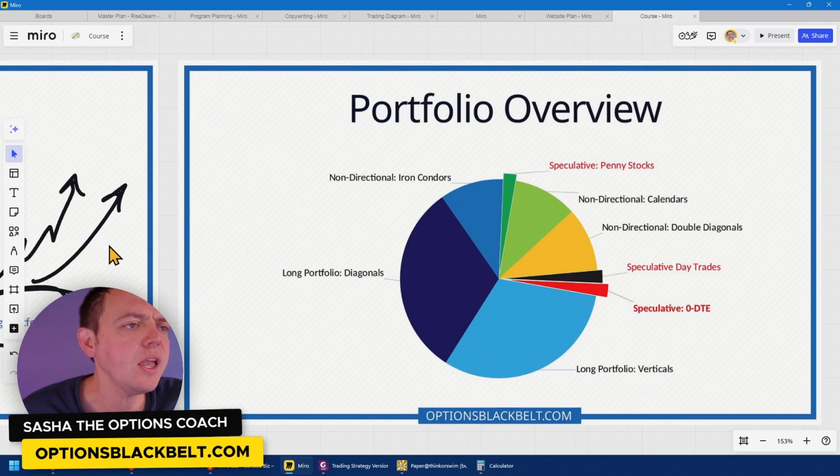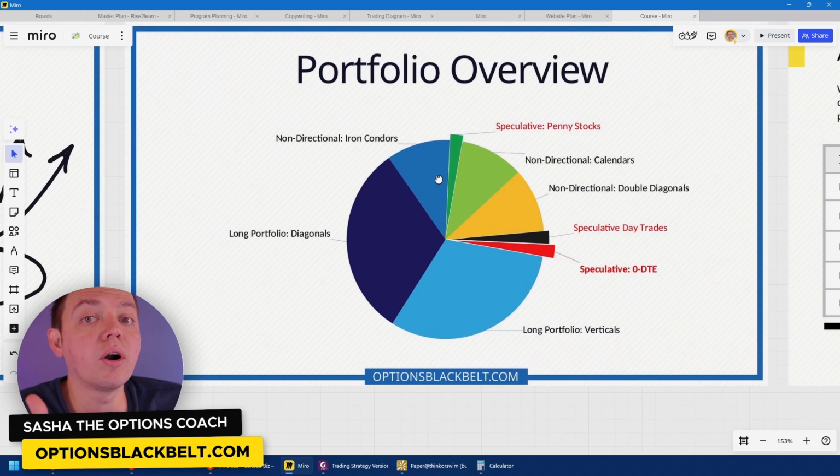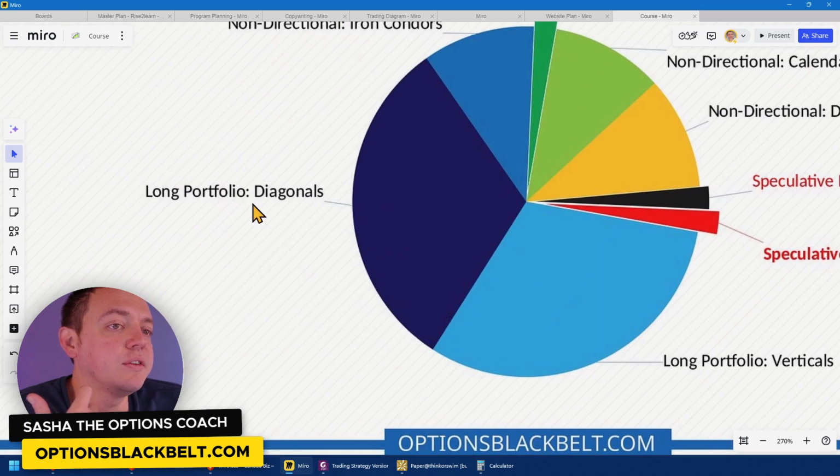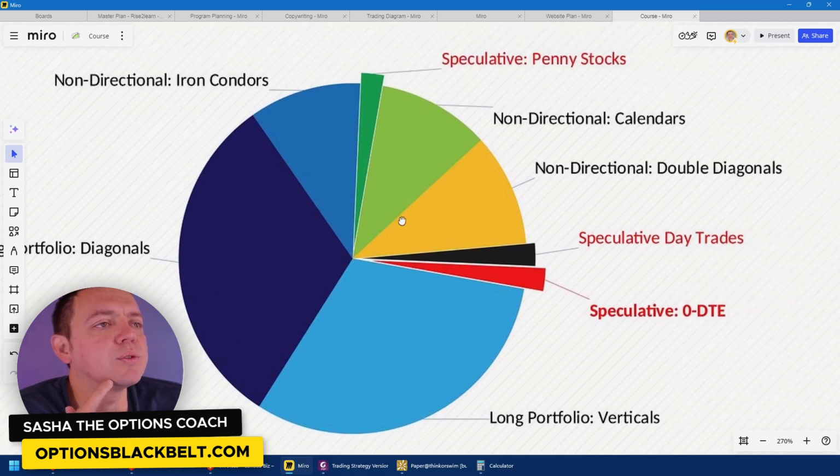And then if you want to get into a more detailed structure, 0DTE could be part of speculative, or day trading could be part of speculative. Long portfolio could include some verticals, or you could even have diagonals for a long portfolio. So you could look at it this way as well.